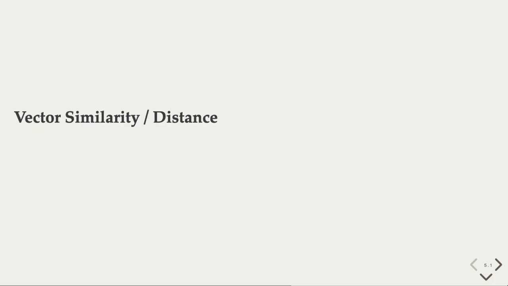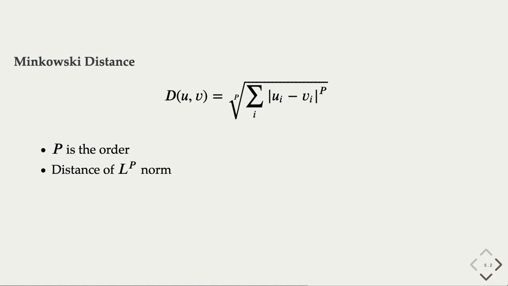Now let's look at vector similarity and distance. Minkowski distance is actually a family of distance functions. In the formula here, we use u and v instead of a and b. V for a vector, so it's easier to remember. In the formula, there is a parameter called p, which is the order of the distance function. And we refer to the distance as the distance of the Lp norm depending on the value of p.